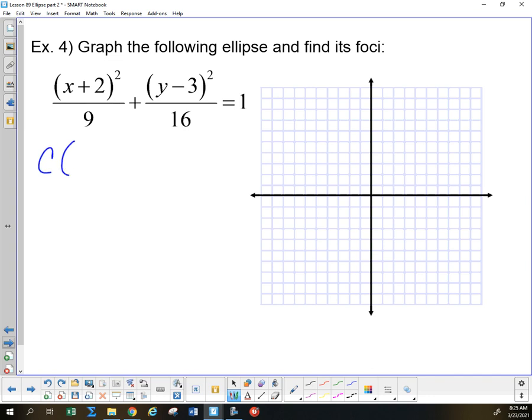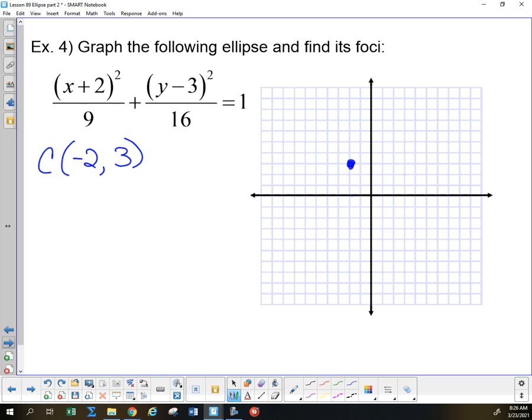So I want everybody in chat, write parentheses, comma, parentheses, what are the coordinates of your center, and go ahead and hit enter for me. And I'm seeing lots of correct answers, negative 2, positive 3, the opposites of both of those. So we are going to plot that, negative 2, positive 3, and there is our center.